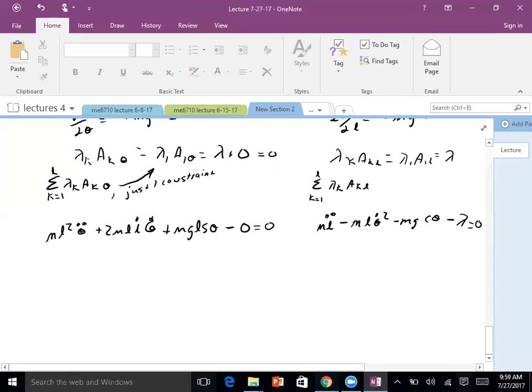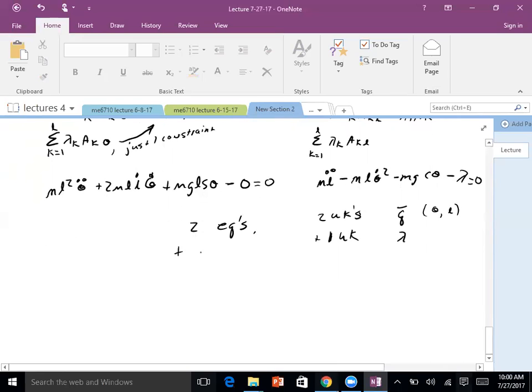All right, so what do we have? We've got two equations, right? We've got two unknowns in Q, which are theta and L, and then we also have this extra unknown lambda, right? So that's 3 unknowns. It's 2 unknowns in Q plus 1 unknown in lambda. So we need 3 equations, so we need one more equation, right? Plus 1 equation. The extra equation comes from the constraint.